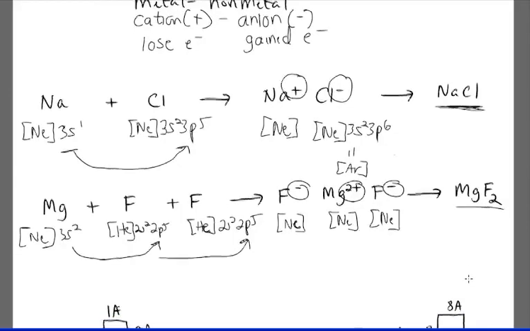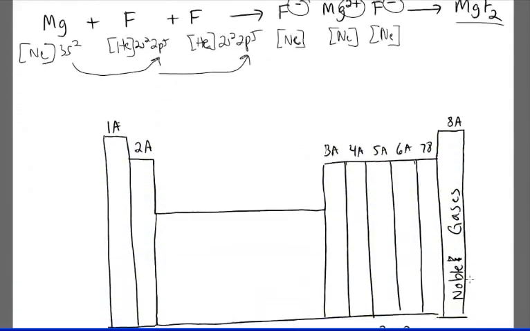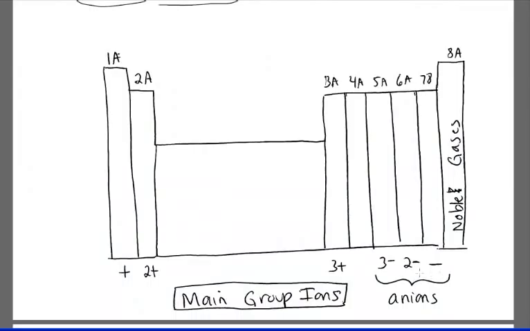Okay, so we can summarize this by looking at the periodic table and seeing what kind of ions are formed. We're talking about the main group, which means we're not talking about the transition metals at all. We're just talking about the A groups. The 1A and 2A groups form cations. They lose electrons. 1A forms a 1+ charge. Group 2A forms a 2+ charge because that's how many valence electrons they have. Group 3A metals will form a 3+ charge.